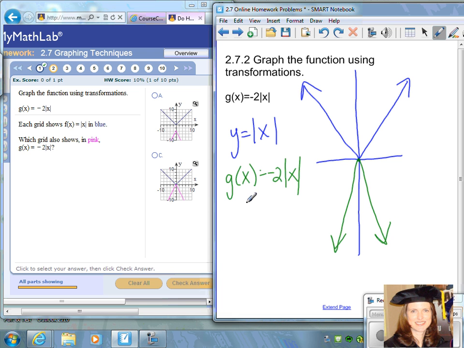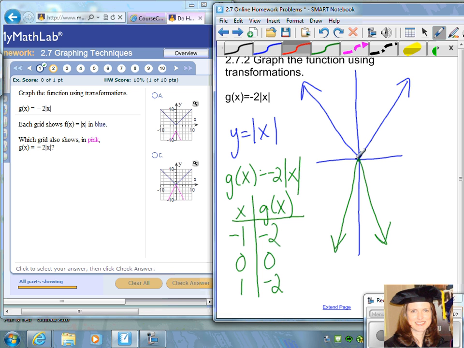You can always make a table of values for the new graph. Just a couple points should do. If you plug in -1, the absolute value of -1 is 1 times a -2. 1, -2 is a point that's on the graph. If you plug in 0, you get 0. You plug in +1, absolute value of +1 times a -2 is a -2. So this graph has the points -1, -2, 0, 0, and +1, -2.